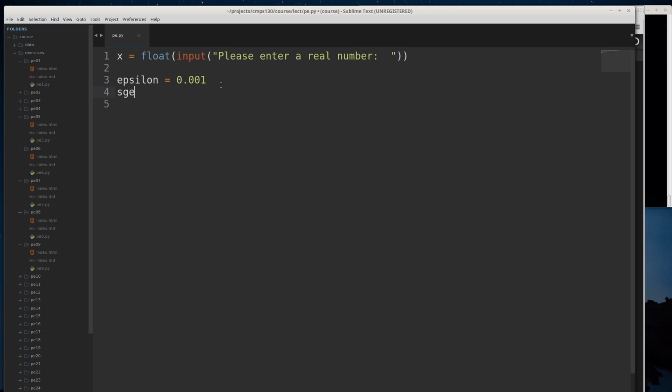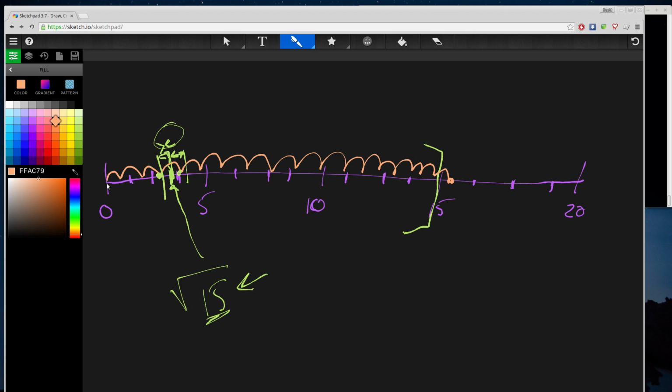My step, I'm going to base it off of epsilon. I'm going to do epsilon squared. You might think, wait a second, why is step bigger than epsilon? Remember, epsilon is less than 1, so 0.001 squared is 0.00001. So it's a very small increment. And now I'm just going to loop. I'm going to assume that the answer starts at 0. Basically, I'm mimicking exactly what I've done here. I start at 0.